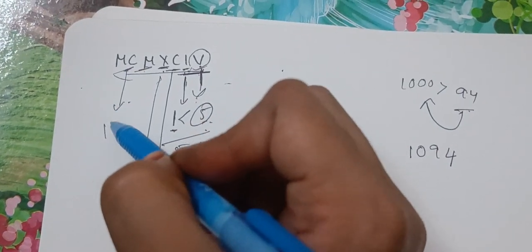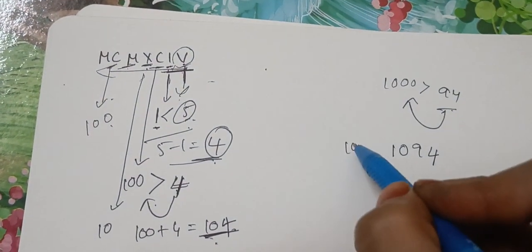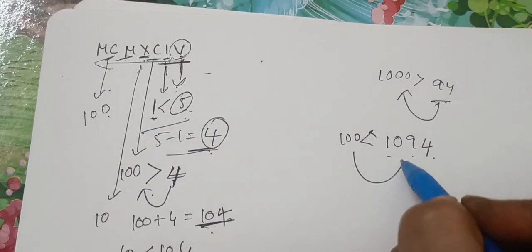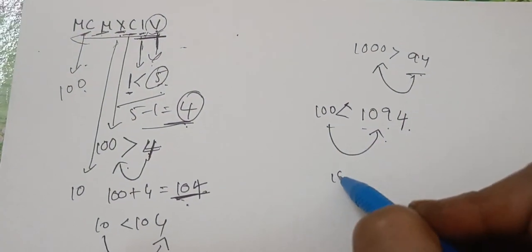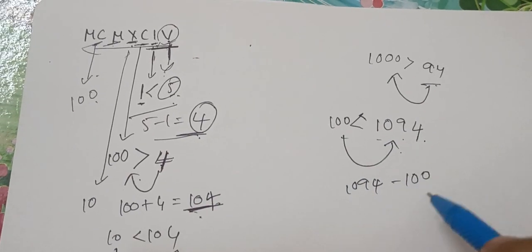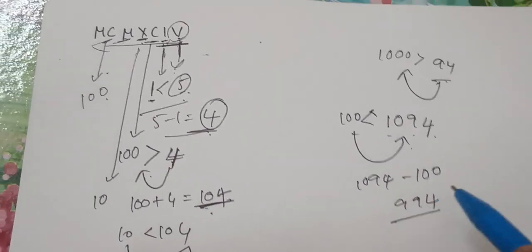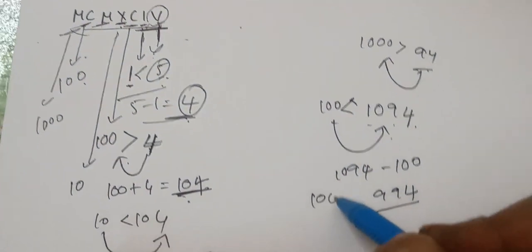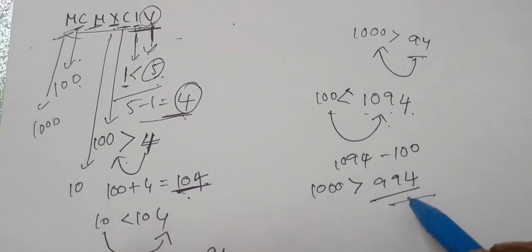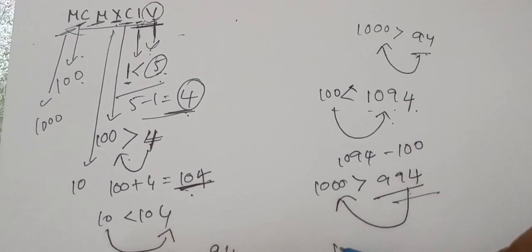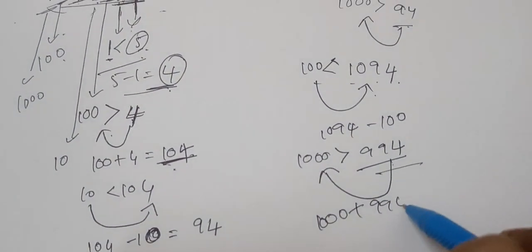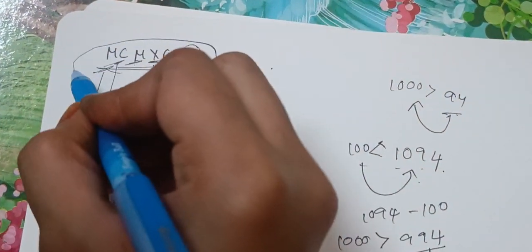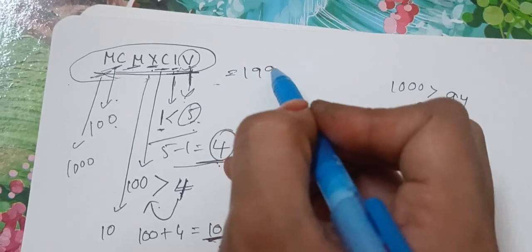Now the next one is C. The value of C is 100, and 100 is less than 1094, so I am subtracting this 100 from it. 1094 minus 100 becomes 994. And the last one is M. M value is 1000, and 1000 is greater than 994, so I'll be adding this 994 to it. So 1000 plus 994 becomes 1994. So the total value of MCMXCIV is 1994.